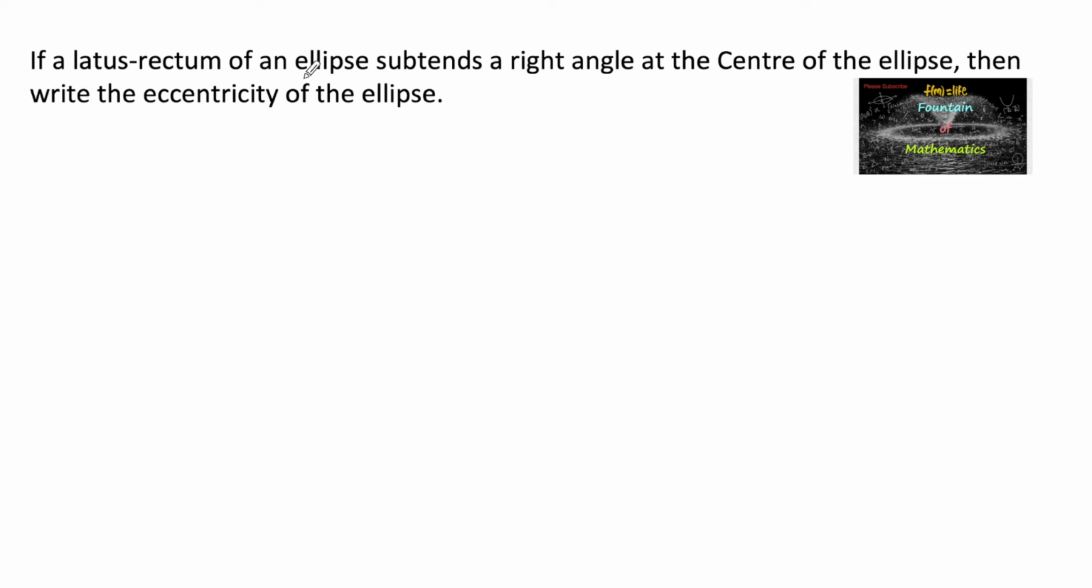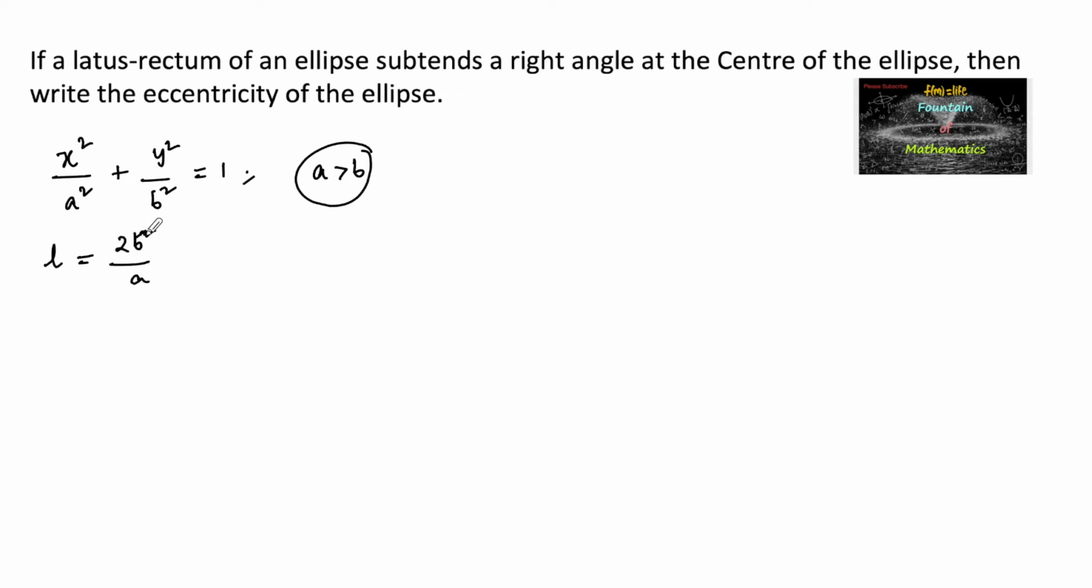If a latus rectum of an ellipse subtends a right angle at the center of the ellipse, then write the eccentricity of the ellipse. So let us consider the standard form of an ellipse, x square by a square plus y square by b square is equal to 1, where a is greater than b. So latus rectum is nothing but 2b square upon a.